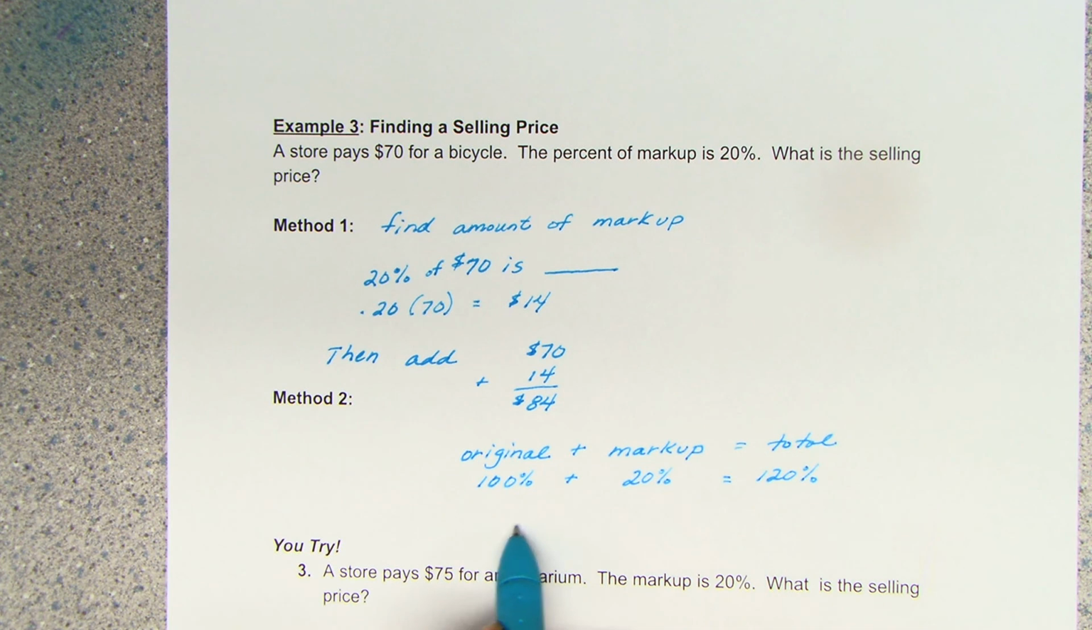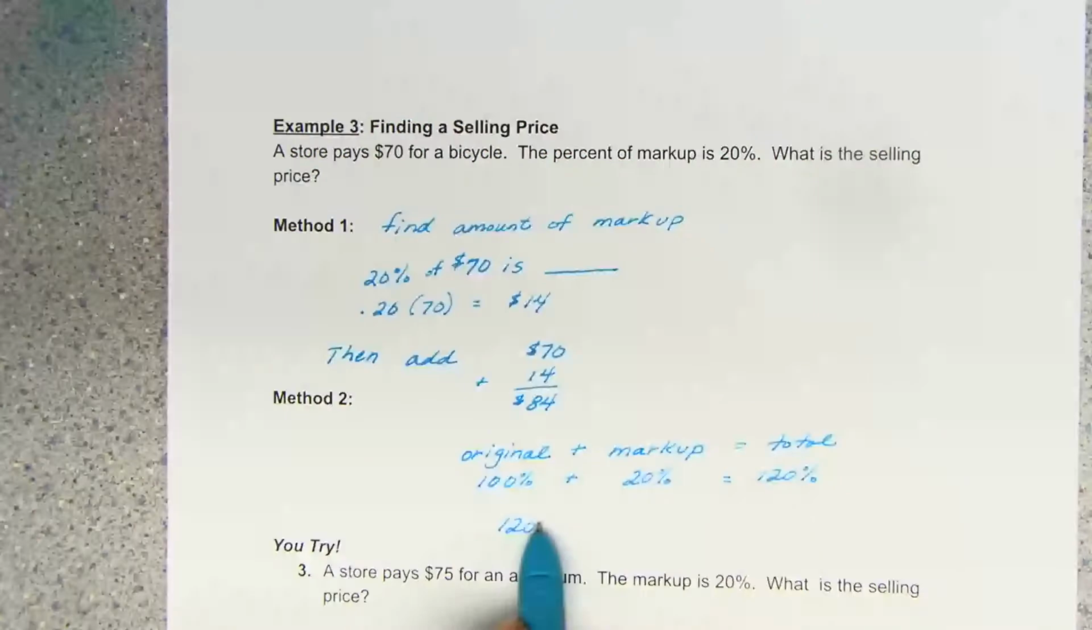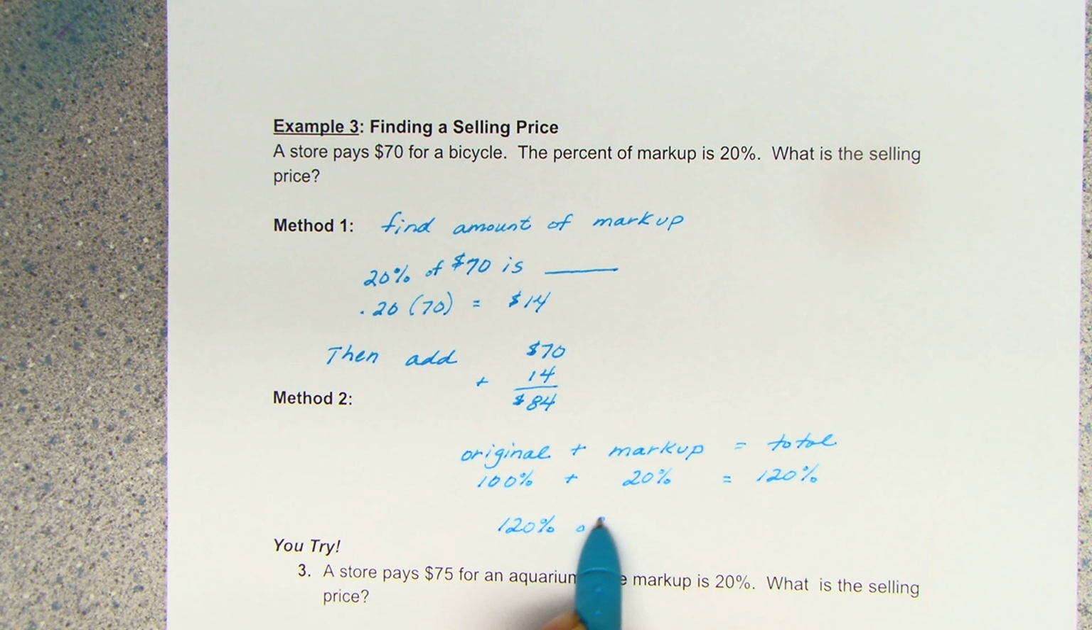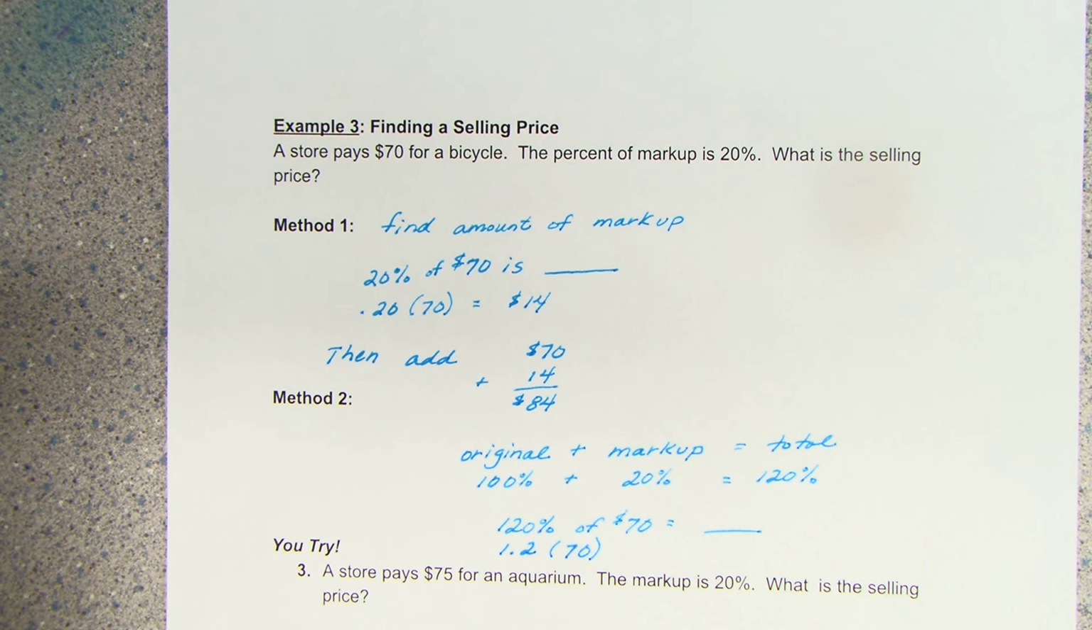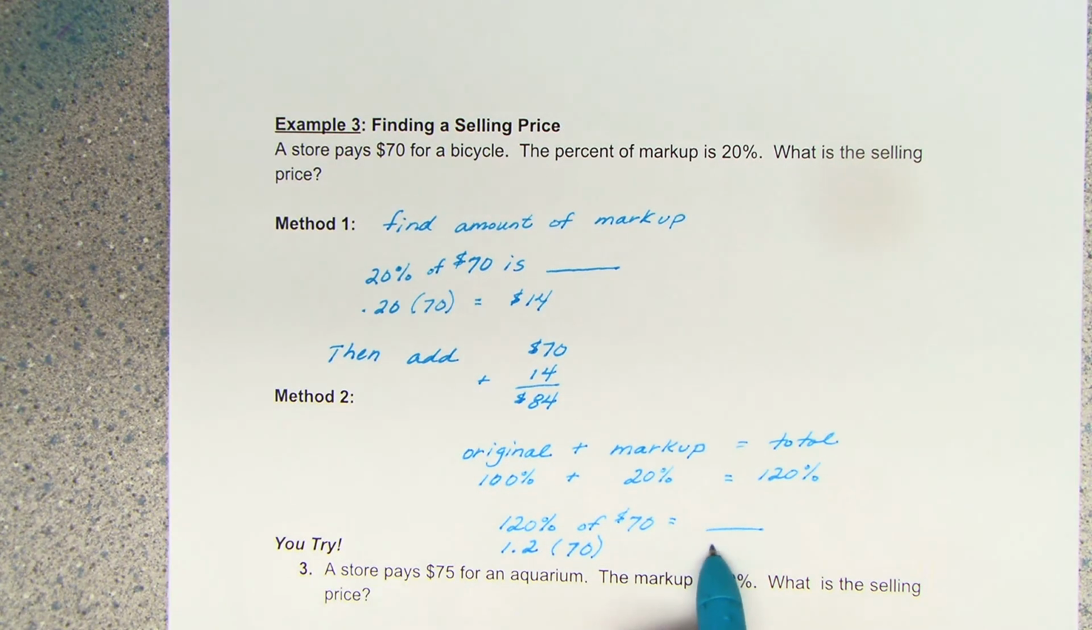So now I can say 120% of $70 equals some number. I have to change this into a decimal. Punch that into your calculator. 1.2 times 70 equals 84. Thank goodness. It would have been pretty embarrassing if it came out wrong.